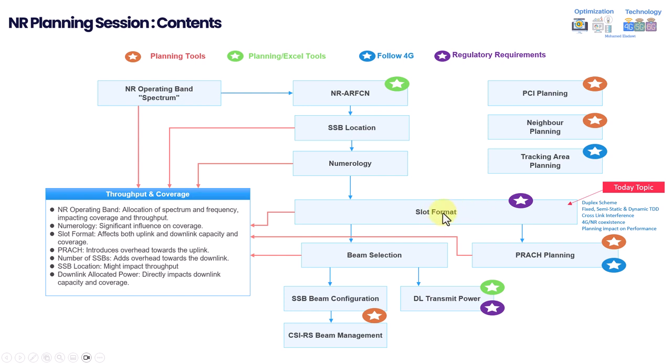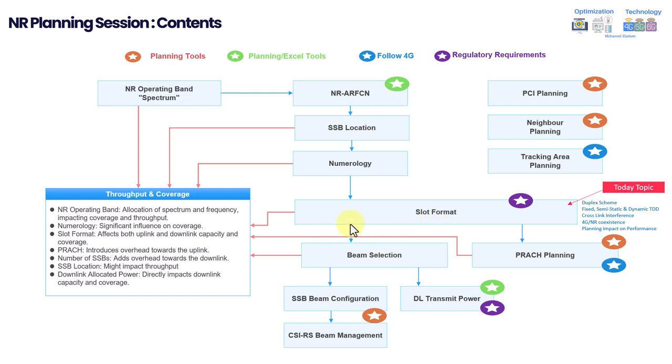After that, in the next sessions, we'll go through beam selection, RACH planning, and other items such as PCI, neighbors and tracking area. So now let's jump to the slot format, which is going to be discussed today in detail. Later, in other sessions, we can discuss the other inputs as well.